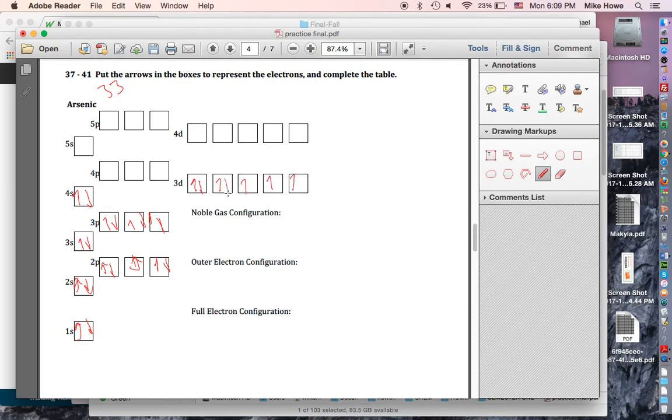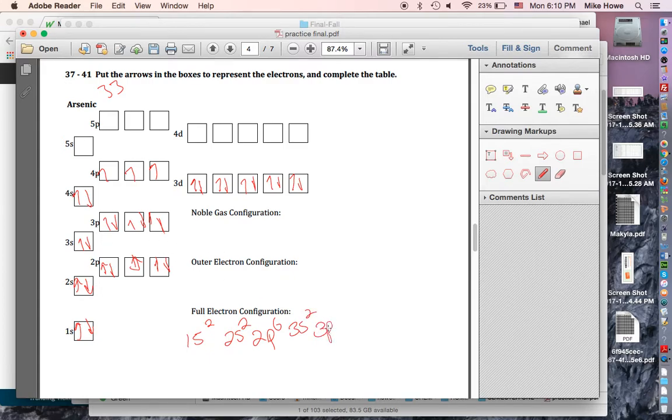Notice I'm putting them in one at a time before they pair up. Okay, that's 30 electrons. We need to go to 33. So you see I got 2, 4, 6, 8, 10, 12, 14, 16, 18, 20, 22, 24, 26, 28, 30, 31, 32, 33. So the full electron configuration: in the 1s you have 2, in the 2s you have 2, in the 2p there were 6 of these arrows over here. Then in the 3s over here there's 2.